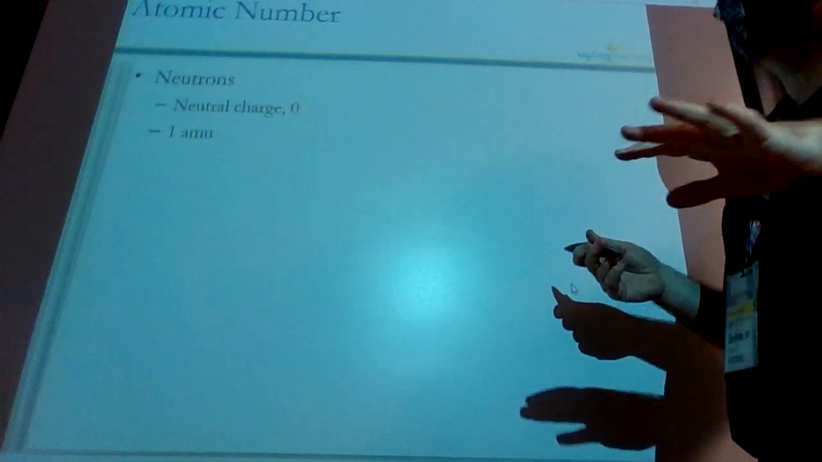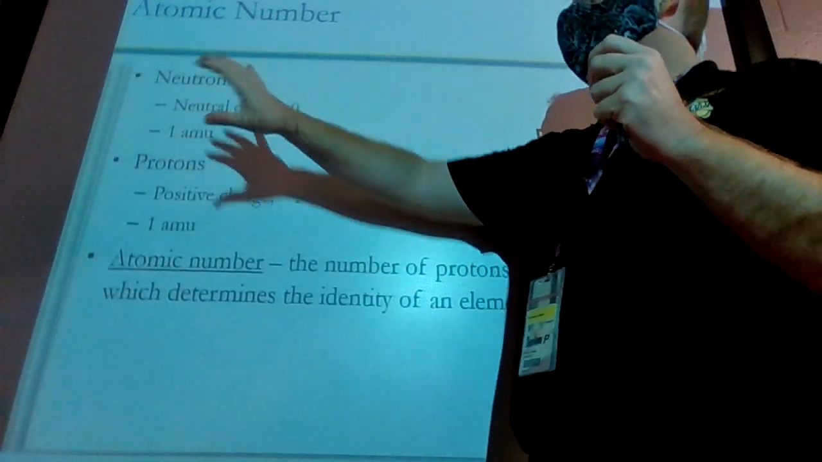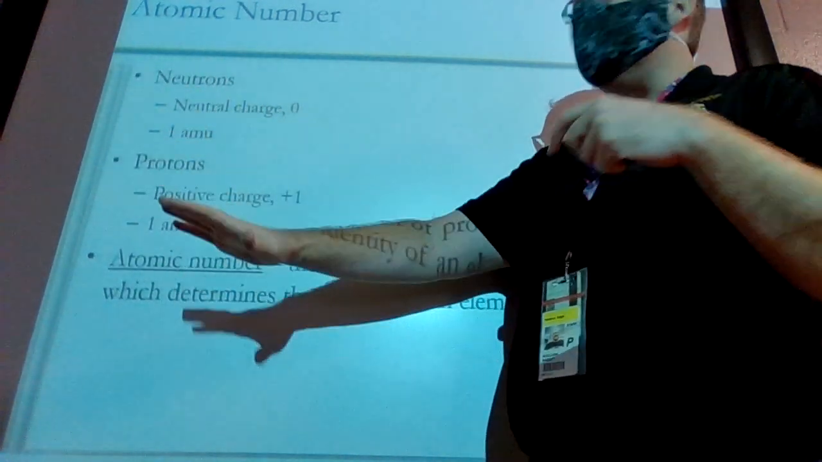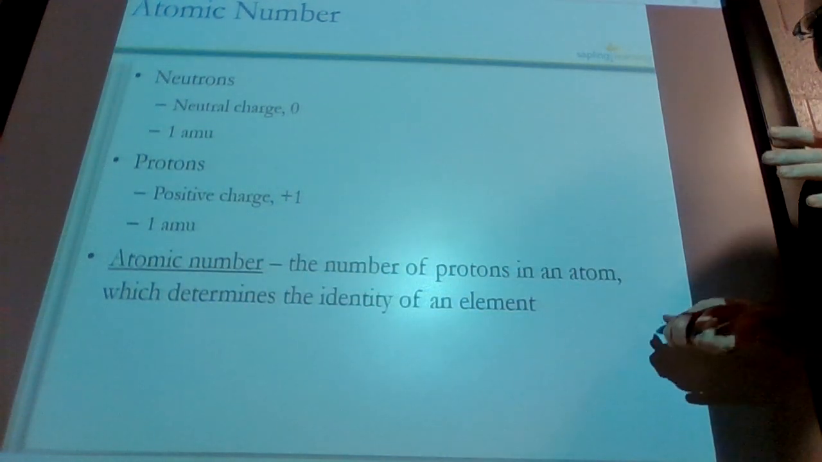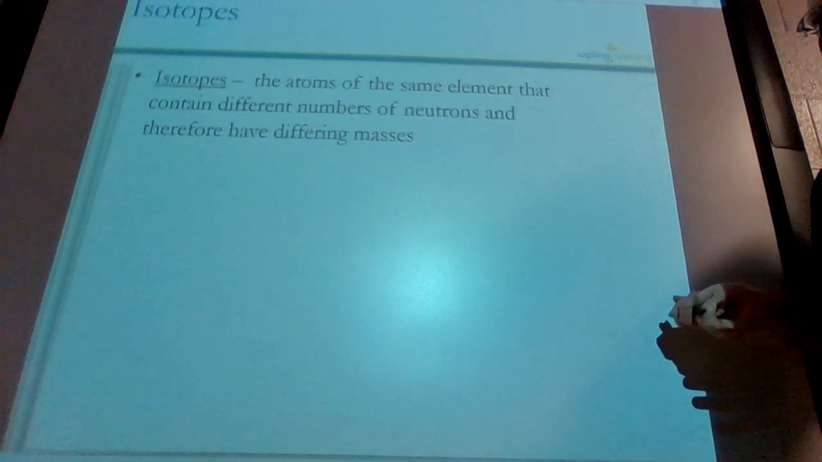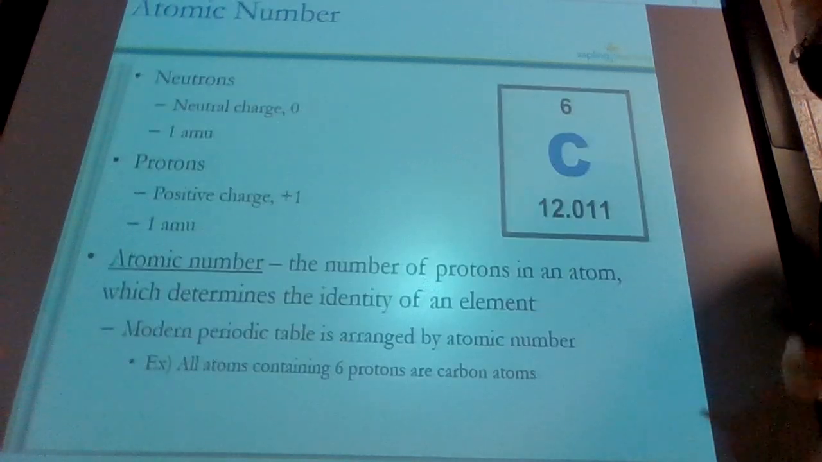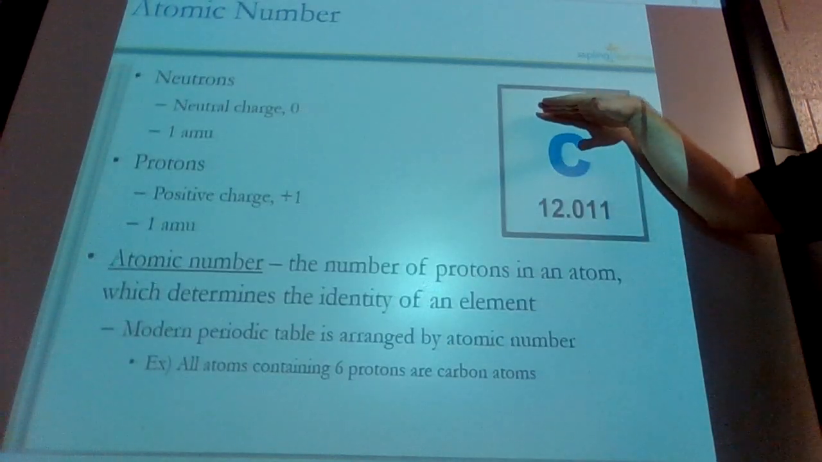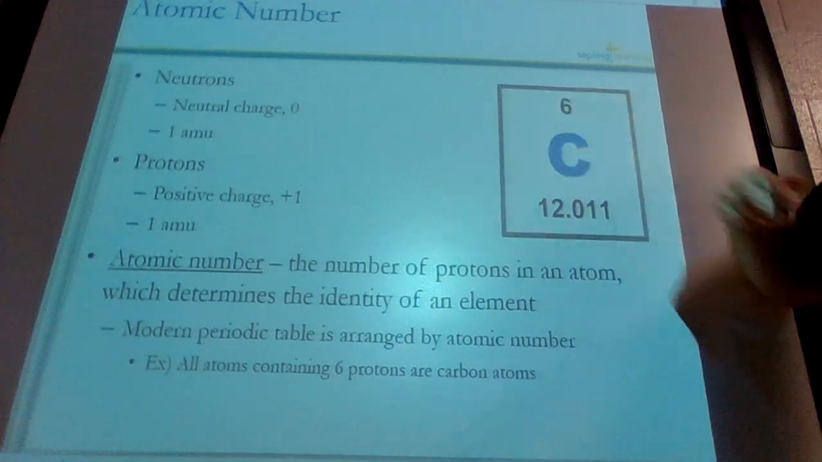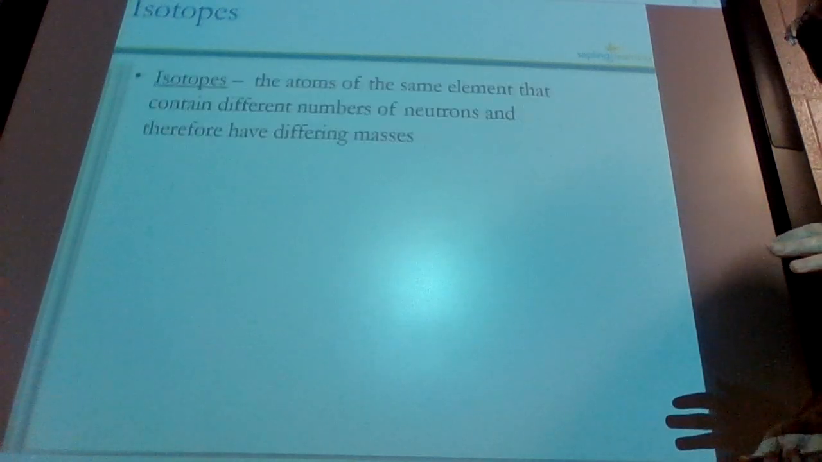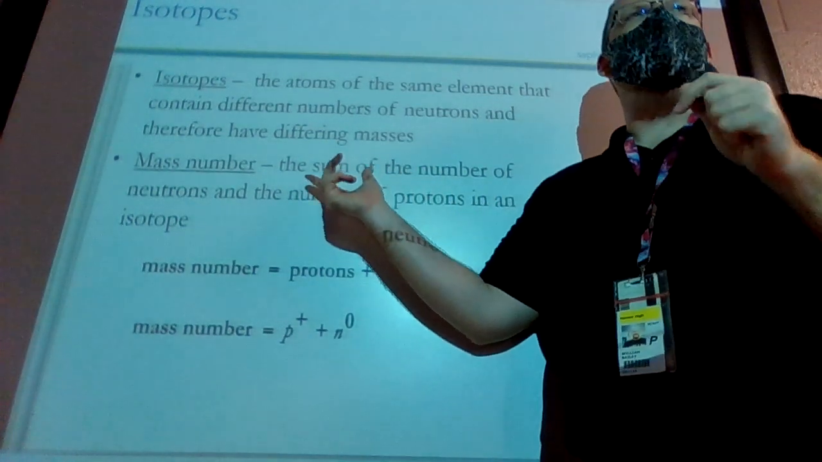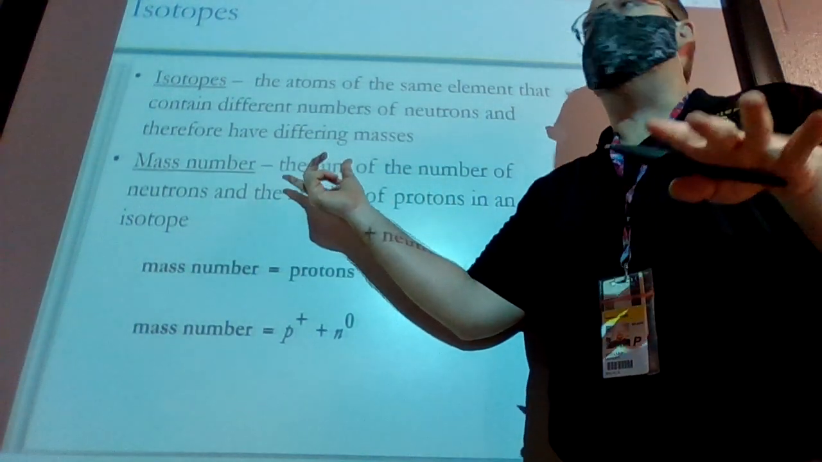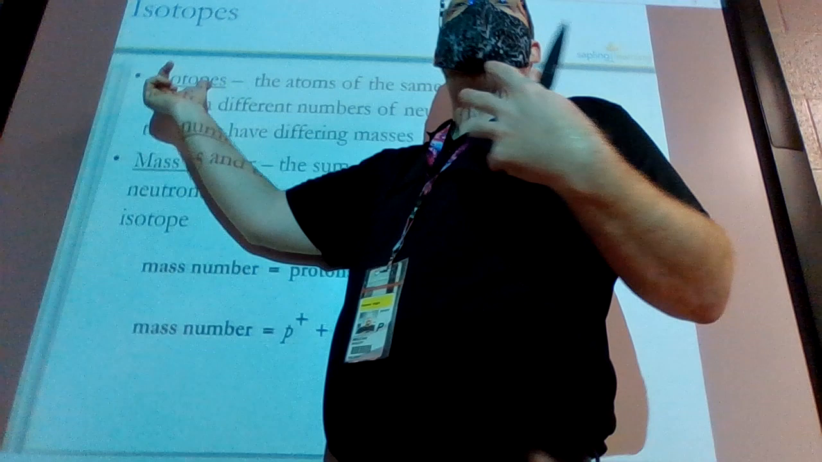Just to recap very quickly, yesterday we talked about protons and neutrons. The atomic number is just the number of protons. When we talk about the mass number, let me just emphasize that. The atomic number is going to be on top of the box on the periodic table. The mass number is the protons and the neutrons. And the reason we need to talk about mass number is because there are things called isotopes.